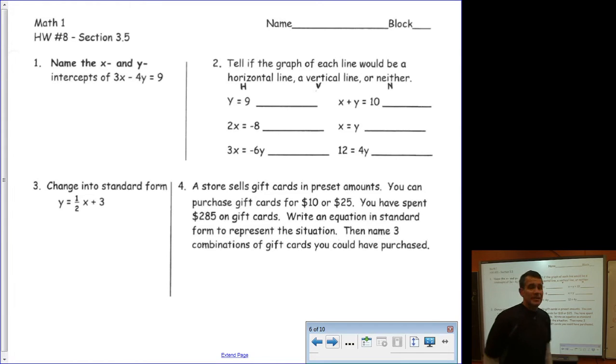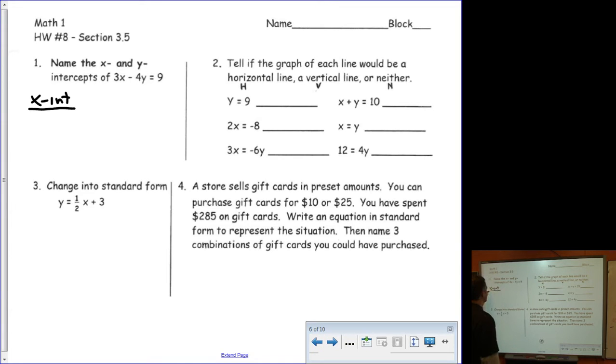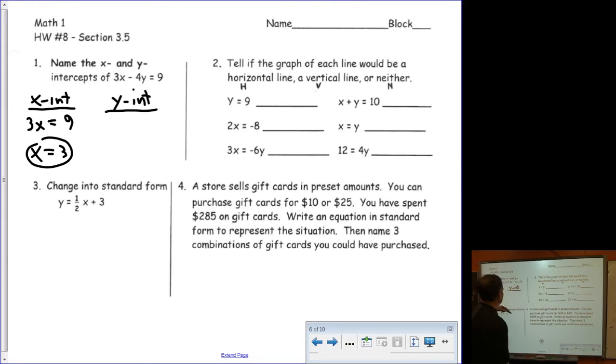First problem, I'm supposed to name the x and y intercepts. You find the x and y intercepts by putting 0 in for the opposite variable. So to find the x-intercept, I would put 0 in for y, and I would divide both sides by 3 and get x equals 3. To find the y-intercept, I would put 0 in for x. I would divide both sides by -4 and get y equals -9/4 or -2 1/4.